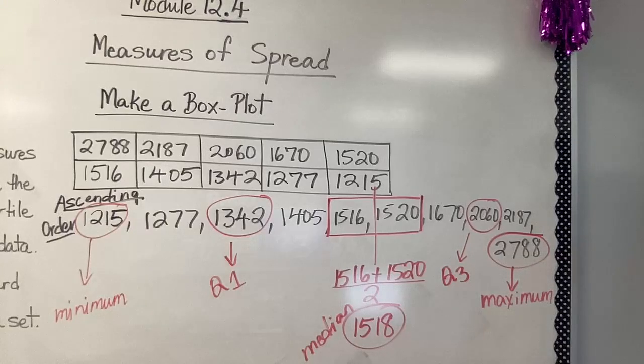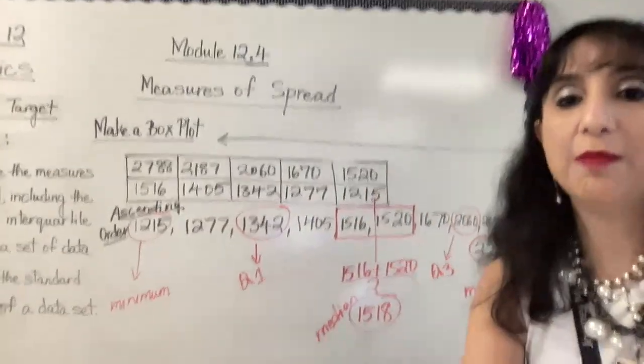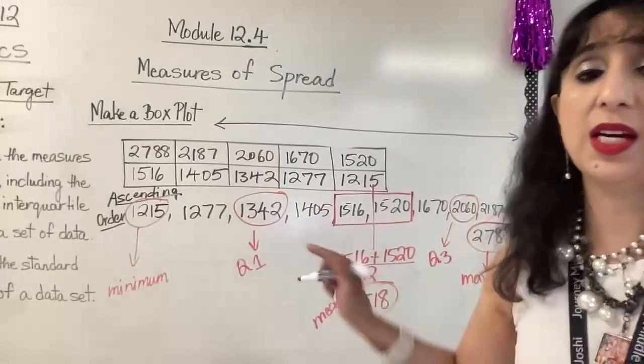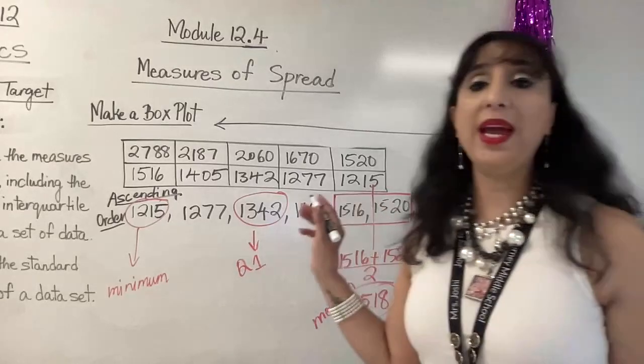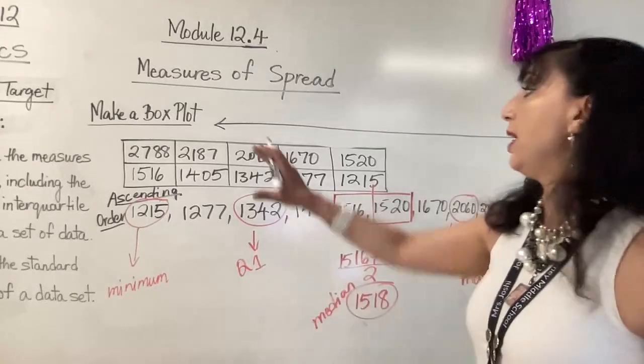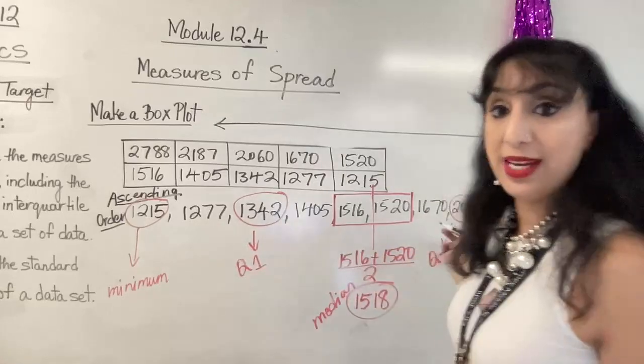Okay? So now, once I have got this organized, I've got my 5-number summary, I am going to construct a number line. So to make my box plot, I need to know, obviously, that my smallest number here is 1215 and my greatest number here is 2788. So I'm going to make a number line. That's what I'm going to start with, and I should have my least and my greatest in there.